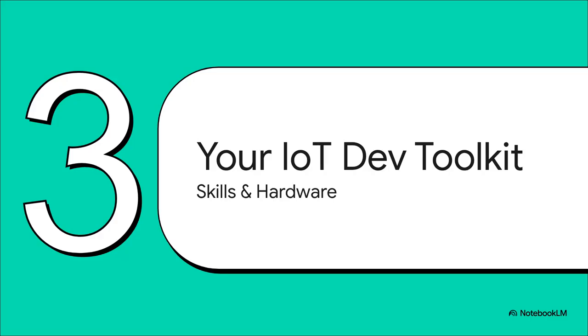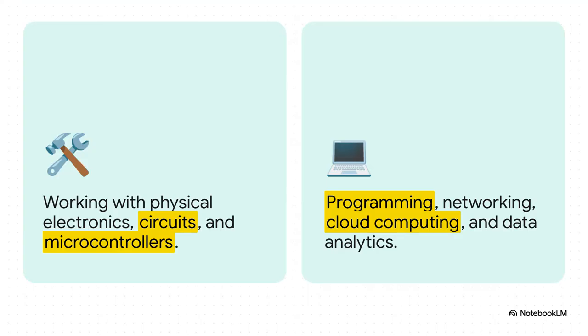Okay, so you've seen the whole 5-step process, end to end. Now, for the fun part. Let's talk about the skills and the hardware you'll actually need to start building these systems yourself. What makes building for the IoT so unique is that you're blending two totally different worlds. You need hardware skills to work with the physical things, the actual circuits and sensors, and you need the software skills to handle all the programming, the networking, and the cloud stuff that makes them smart.